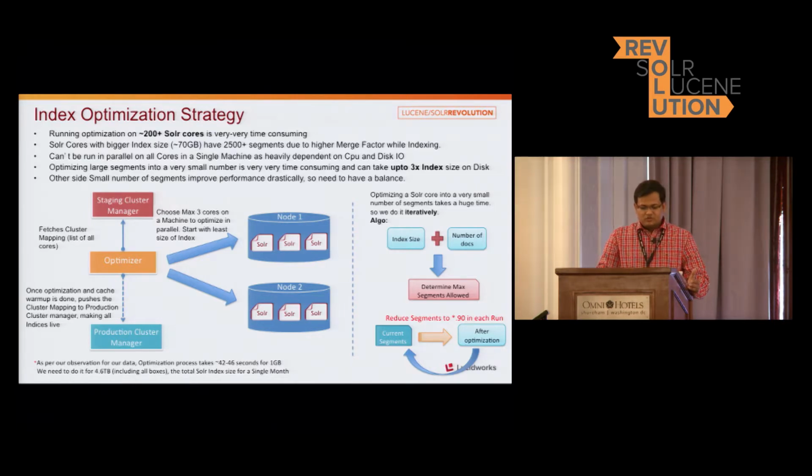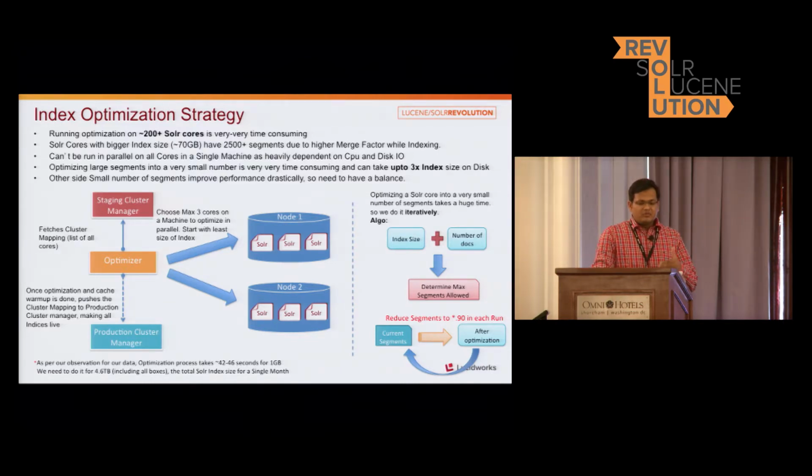So it has 2 issues. One is that we cannot run optimization in parallel on a single machine because it's heavily dependent on disk I/O. The second is that if you try to optimize a large segment count, like from 2500 to 20 or 25, it takes a huge time. It can also take 3x of the index size.